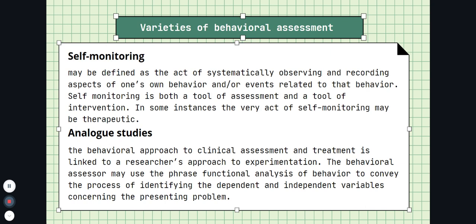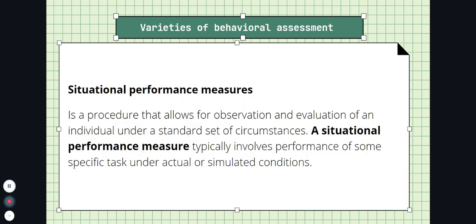So more specific than the term analog study is analog behavioral observation, which after Haynes may be defined as the observation of a person or persons in an environment designed to increase the chance that the assessor can observe targeted behaviors and interactions. So next we have the situational performance measures.